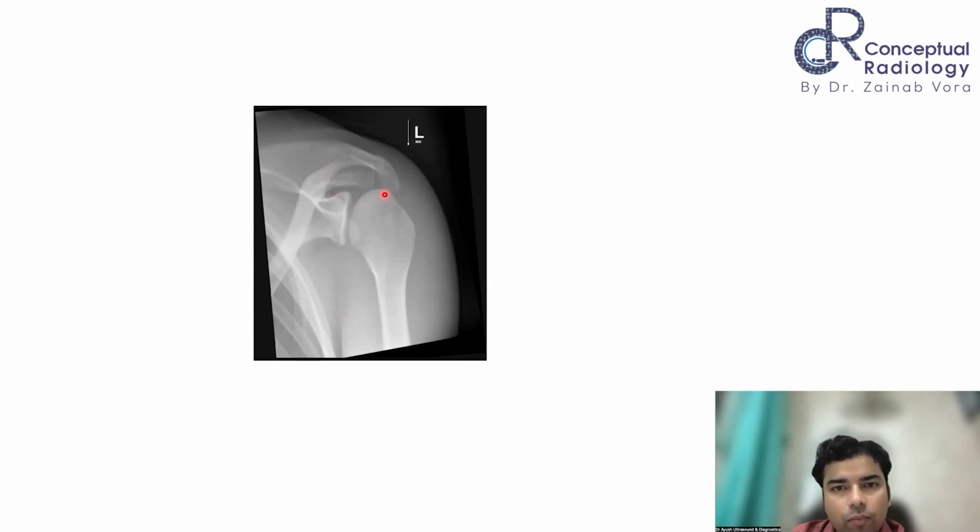This is the acromion on top. This is the humeral head. This is the glenoid cavity.